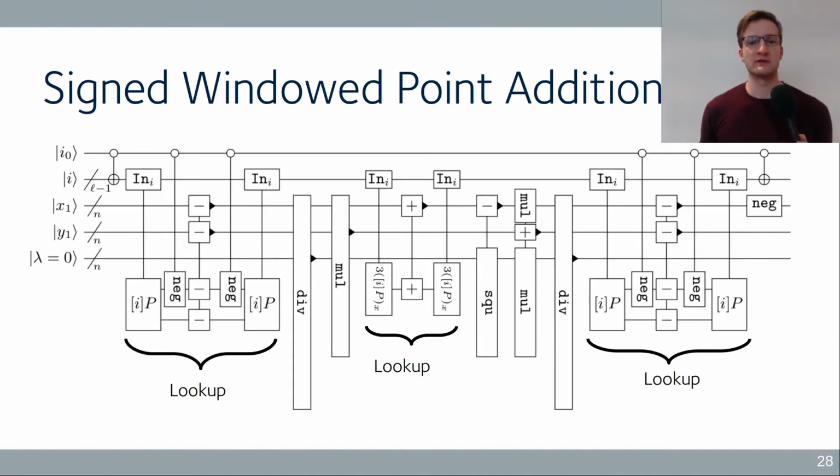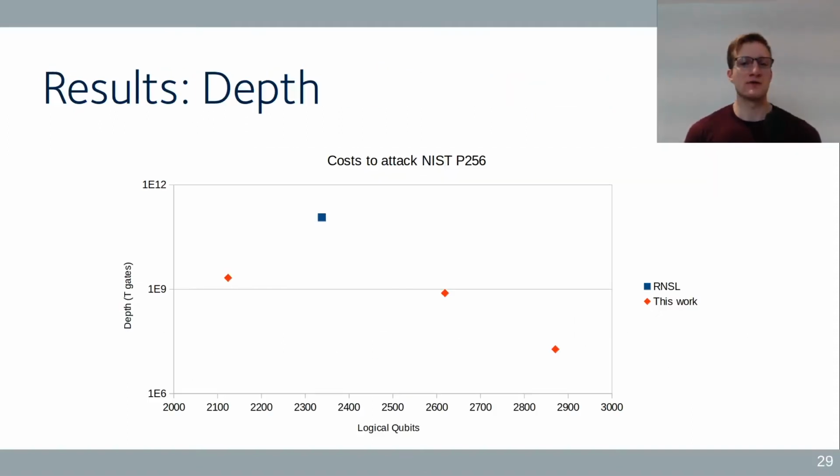This is a diagram of our final windowed approach. So we also used signed windowing, which is another well-known classical technique, and we found that if we looked up the points and did the full point addition, it would add extra registers, and we felt like it was more efficient to do it 3 times within the one elliptic curve point addition. So here are our overall results.